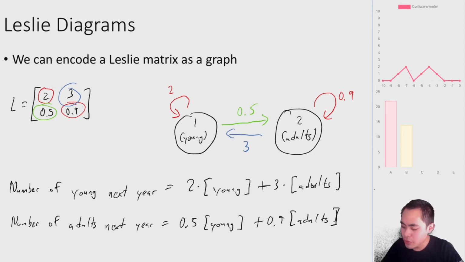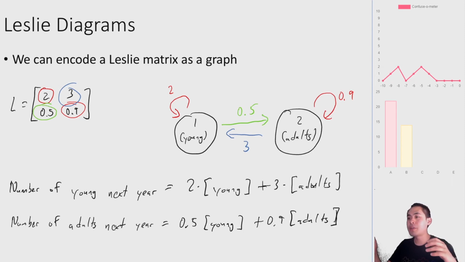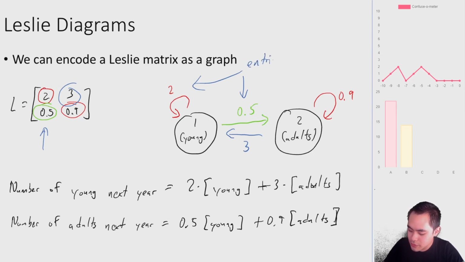One of the things you'll note is that if you look here, the arrows that come out of a node are precisely the entries of the column corresponding to the node. So here you have these 2 arrows, 2 and 0.5, coming out of node 1. And so that's why you get this 2 and 0.5. So entries of column 1.